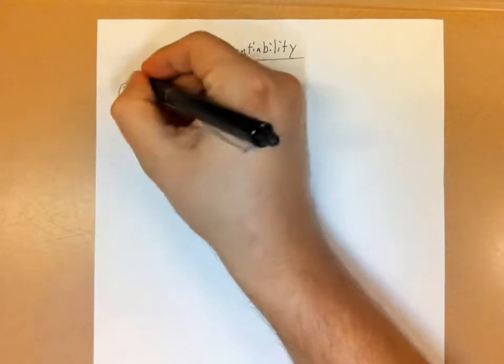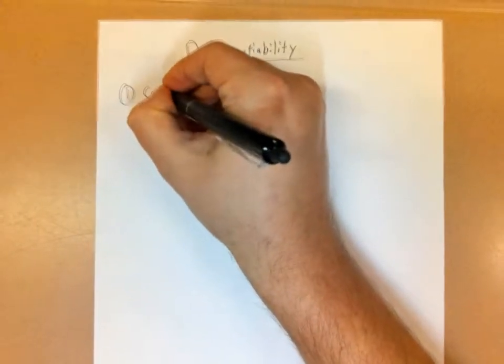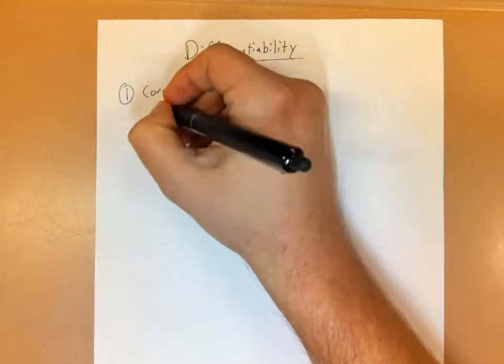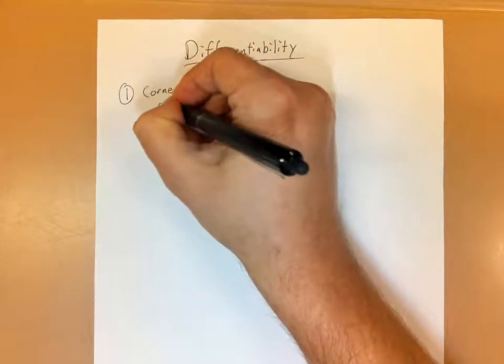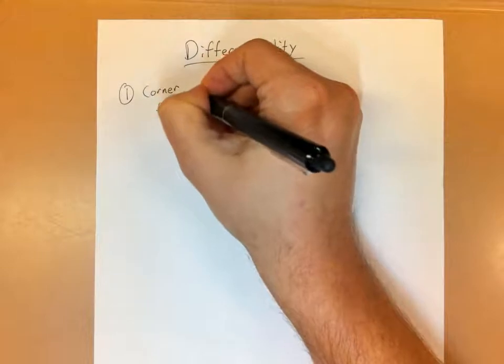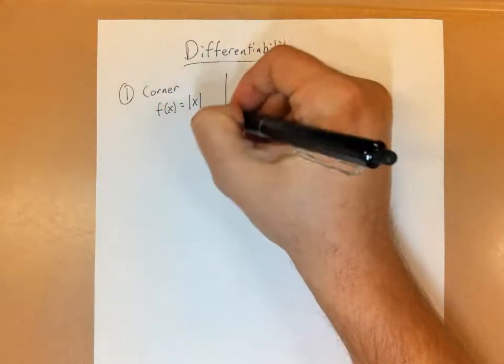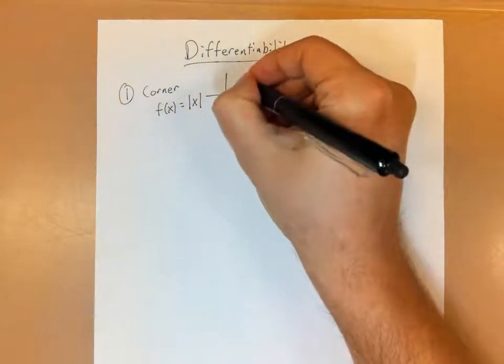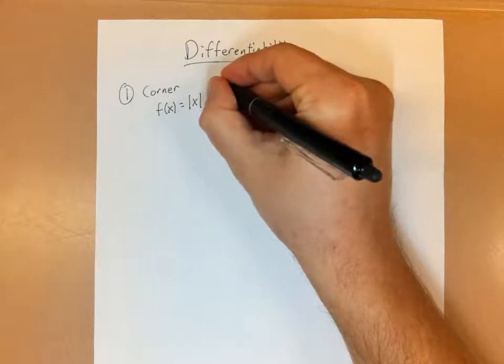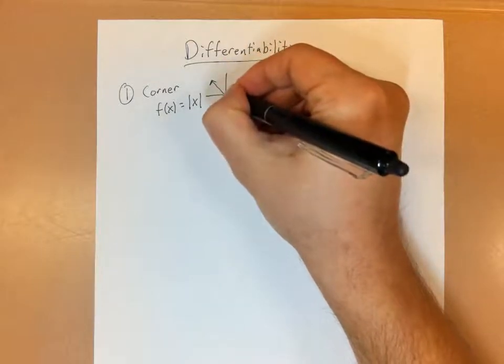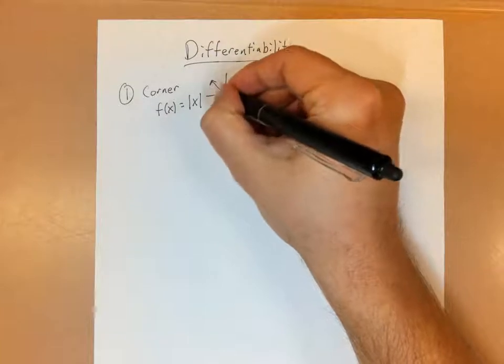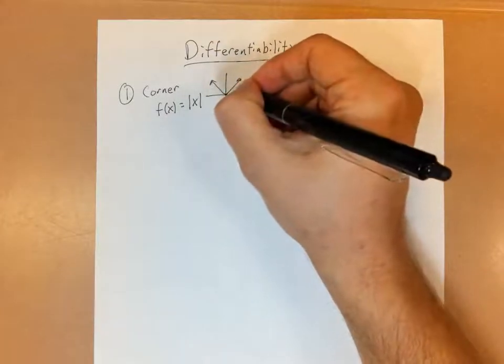The first example is going to be a corner. Typical example of a corner is going to be the function f of x equals the absolute value of x. And if we look at a graph of that, you'll see that right here at x equals 0, that's where your corner exists, and that's where it would not be differentiable.